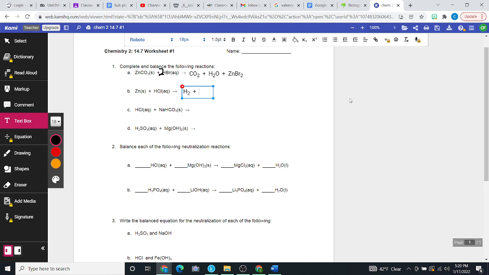And then we're going to have that salt, which will be ZnCl, and the charges have to cancel. It's going to be Cl2 because chlorine's the -1 and zinc's the +2. So to make sure that this is balanced, you're just going to add a 2 in front of the HCl.